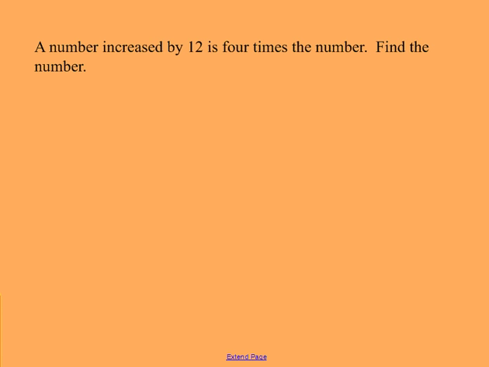A number increased by 12 is 4 times the number. Find the number. So we have a number increased by 12. So a number, x, increased by, plus 12, is, means equals, 4 times the number. Well, 4 times the number means 4 times, multiplication, the number which we identified as x.